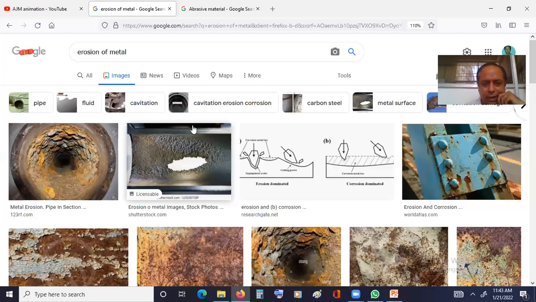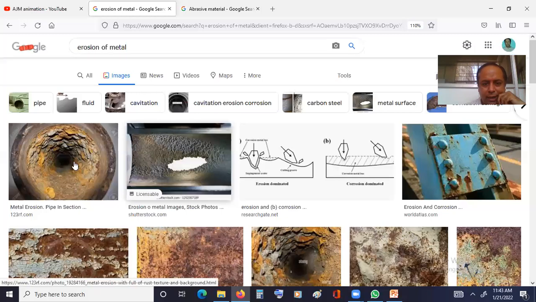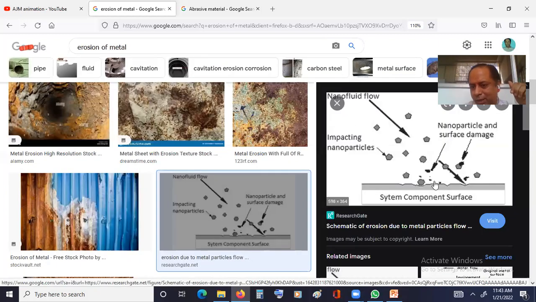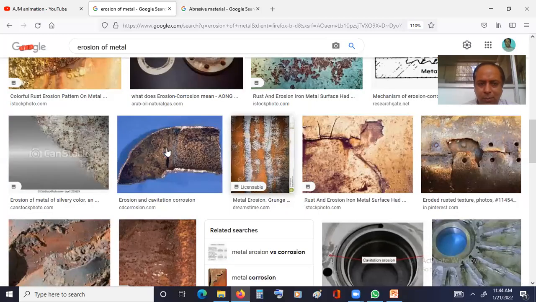If I write erosion of metal and search, most of the pictures you are seeing show the negative part of this. But if you see this picture, particles are coming and striking the surface, and they are making small pits. Here it is written nano fluid, so you can say such a thing is happening. So this is erosion: a fluid with nanoparticles striking and causing this kind of loss of material. The remaining pictures are basically related to corrosion and such things.